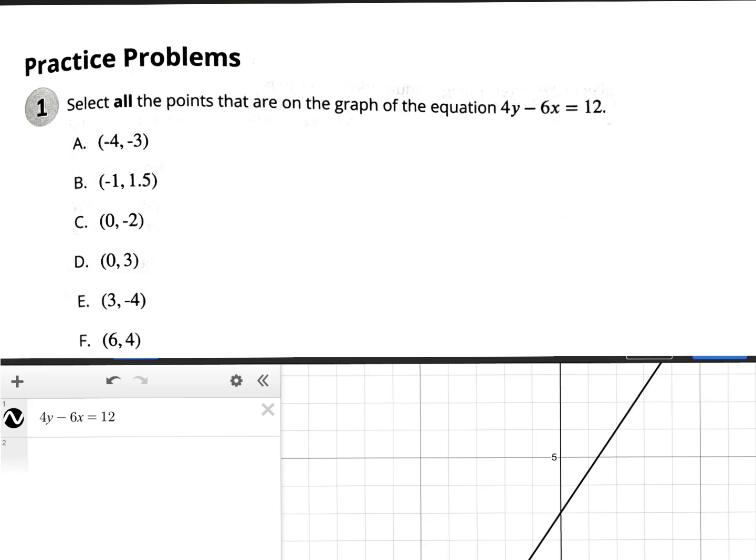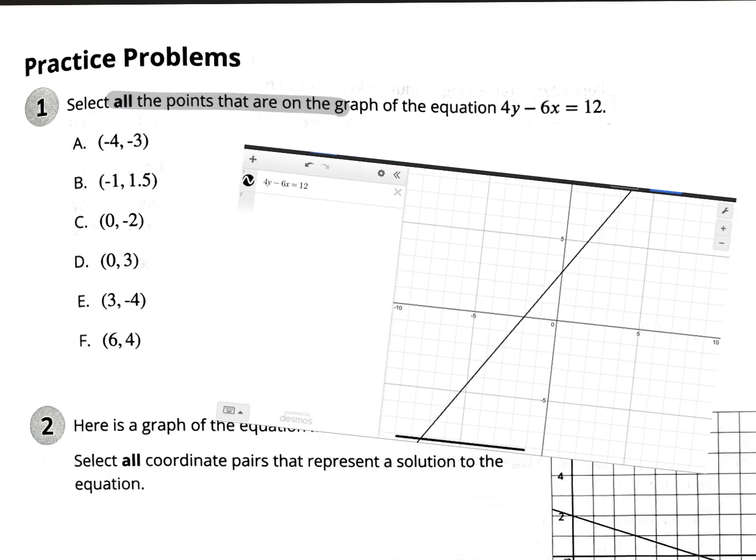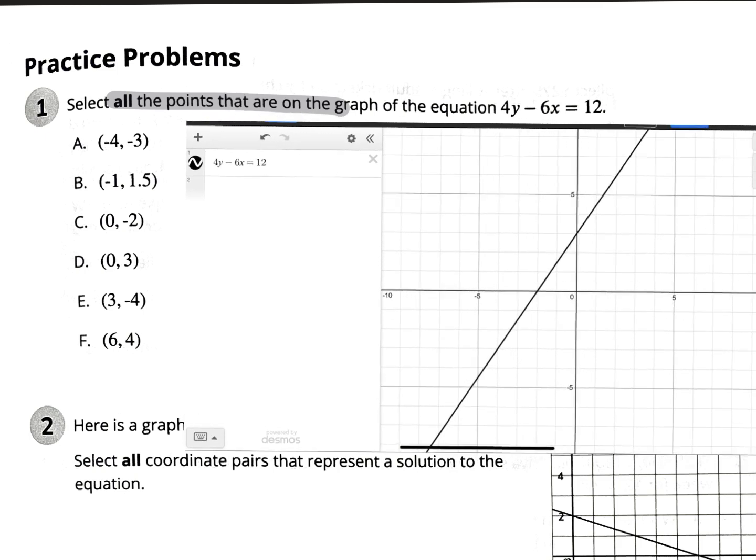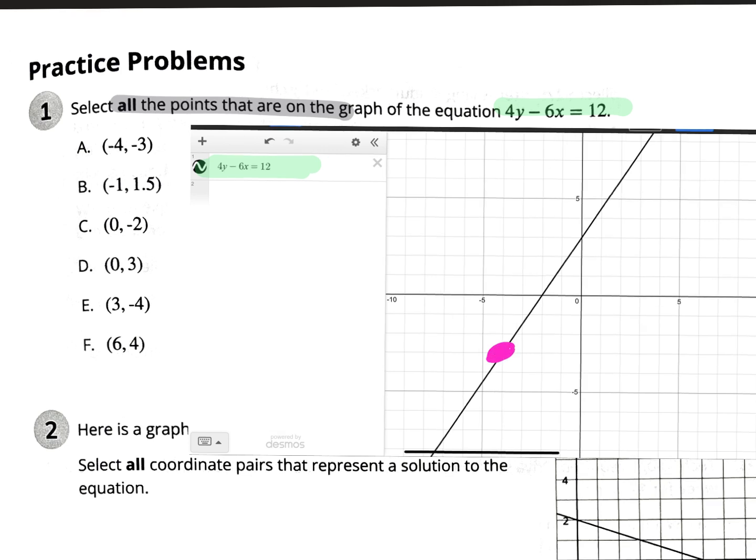Hey mathematicians, all right, here is your clue for problem number 1. So you've actually got two options for how you could figure out which points are on the graph. Number 1, you could take the equation that you're given and graph it in that graphing calculator that I showed you in the previous video. And then you can look and see whether or not that point is on the line.